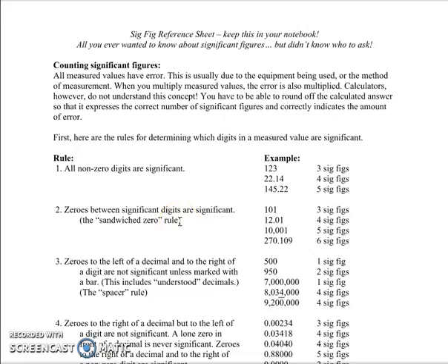Second rule, if you have a 0 between two digits that are not zeros, what I call the sandwich rule, or the sandwich 0 rule, it's a Sig Fig. It's not just a spacer, it means it was measured that accurately, and it counts. So that's why these numbers come out as they do.